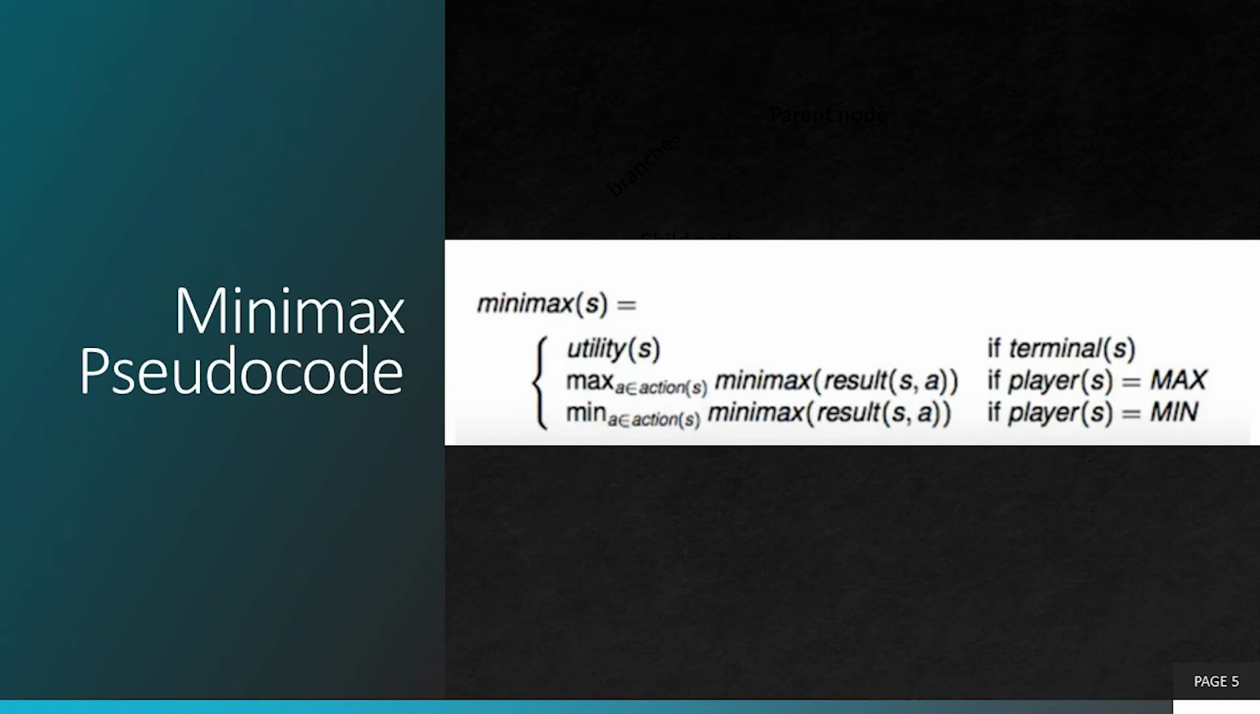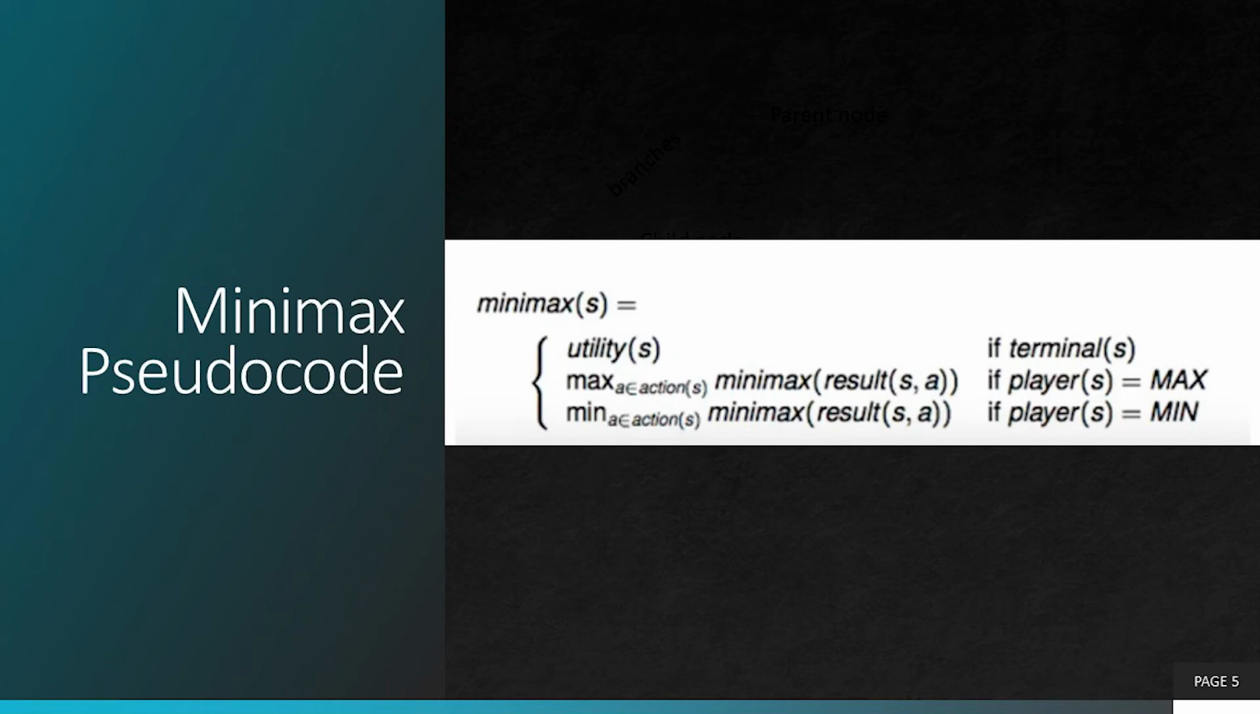So, if the player is max, then it will go through all the actions that are available for the current state of the code. That is represented by the actions of S list. So, it will create the actions list based on the current state of the code. And then it will go through all the actions, where every a is every single action.